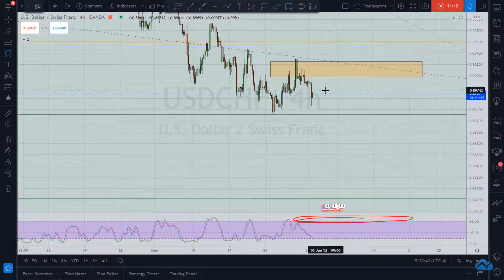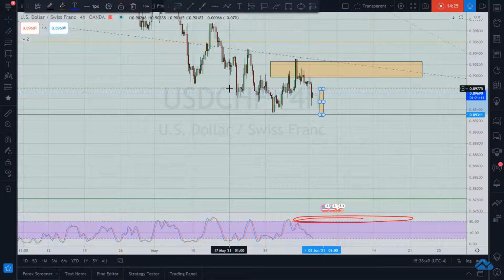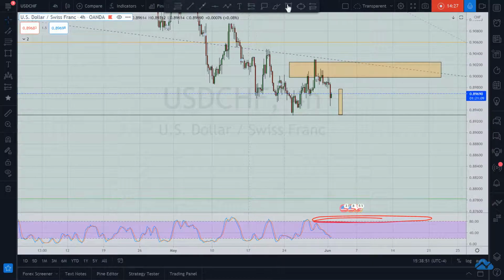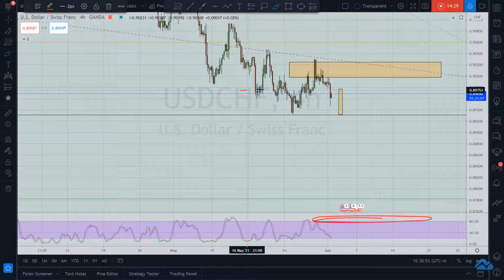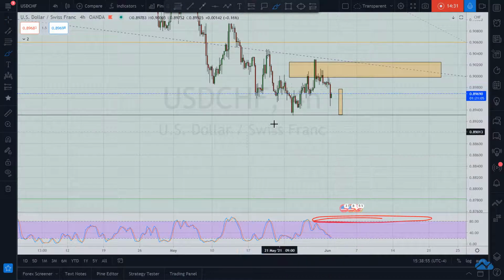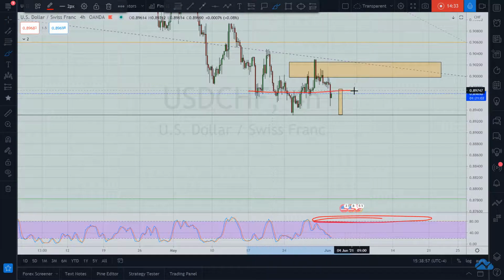I want to see a candle like that, breaking this level here. Breaking this level here. That's not straight. Breaking this level here. All right, strong. And then I'll get involved, because I think it goes from here.